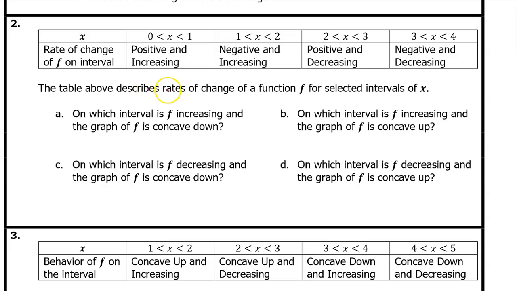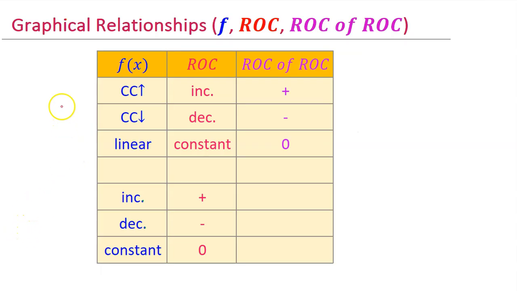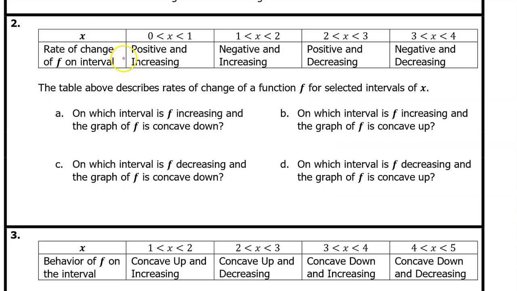Number 2, the table above describes rates of change of a function f for selected intervals of x. Part A. On which interval is f increasing and the graph of f is concave down? Please memorize this chart showing the graphical relationships between a function f, its rate of change, and the rate of change of the rate of change. This will come up over and over again in AP Precalculus and in AP Calculus. I recommend that you write this chart on a piece of scratch paper before you take your next test or quiz. Remember, we are given a chart which describes the rate of change of f for given intervals.